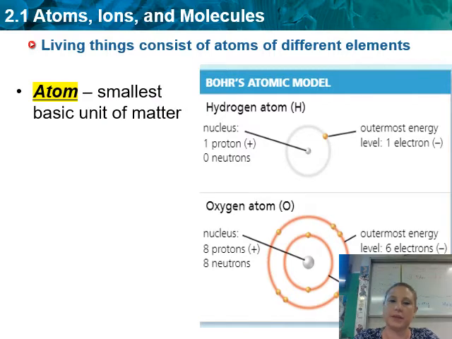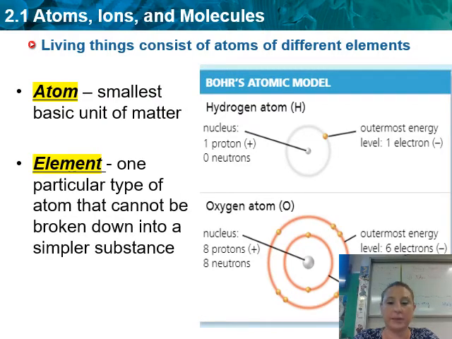All right, so like I was saying, this is just some overview. This is the vocabulary. Hopefully these are words that are familiar to you. So living things consist of atoms of different elements. So an atom is the smallest basic unit of all matter. And then along with atoms, we can have atoms that belong to specific elements. So an element is one particular type of atom that cannot be broken down into a simpler substance. And you can find all the elements that have been discovered so far in the periodic table, and you've all seen that in the past as well.